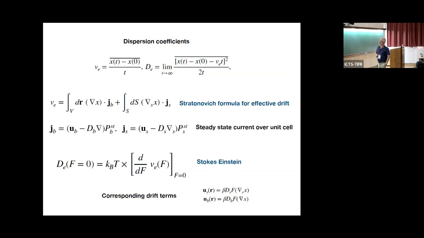So actually, the easiest way to derive the relevant formula to compute the dispersion is to take the Stratonovich formula for the effective drift. So this is a classic formula, easy to show, where these are the currents associated with the Fokker-Planck equation in the bulk and on the surface. And then basically what you do is you apply a force. This drift term here that you apply is related for the surface and then the bulk, and it's just what you would get if you applied a uniform external force to the system, okay? So basically all you have to do is compute this effective drift, and then use the Stokes-Einstein relation.